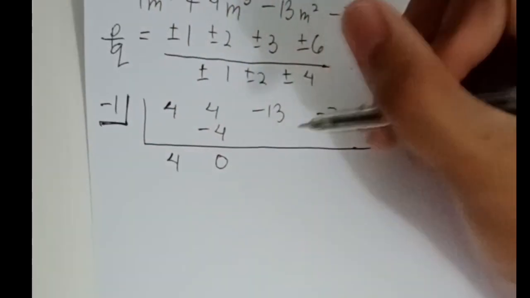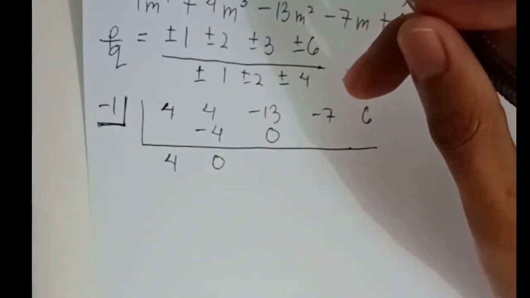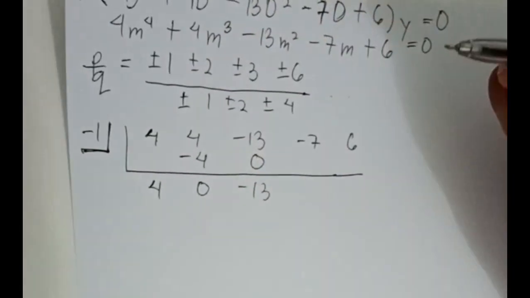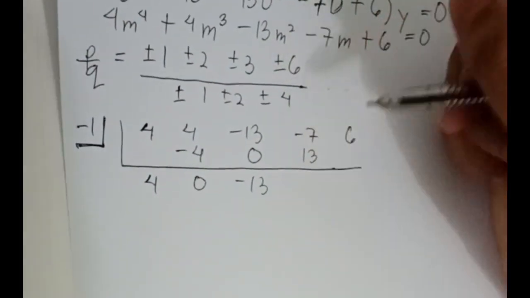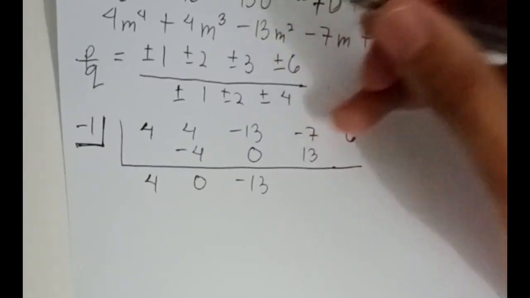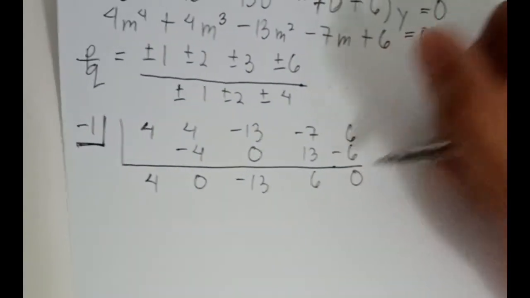So 0 times negative 1, that will be 0. So bring 0, negative 13 plus 0, that will be negative 13. So negative 13 times negative 1, that will be 13. So negative 7 plus 13, that will be 6. So 6 times negative 1 will be negative 6. So it will be 0.